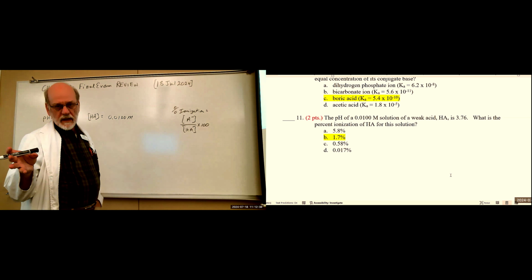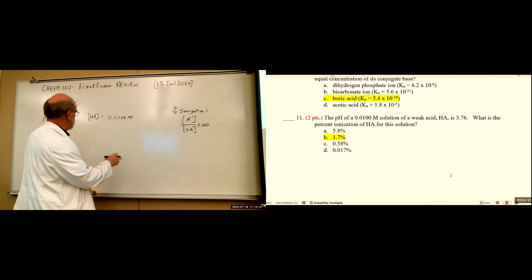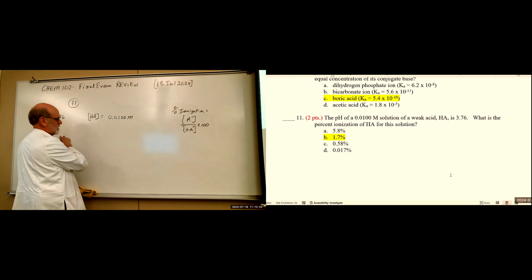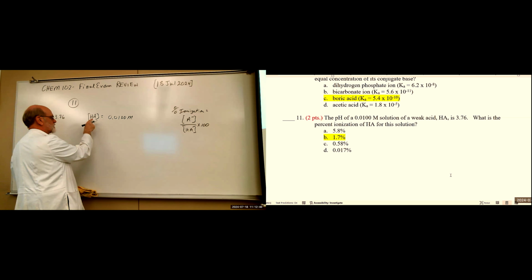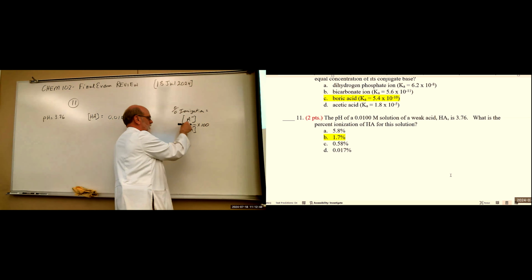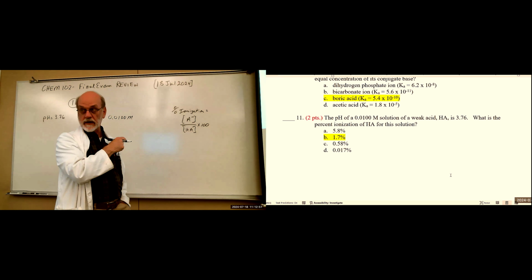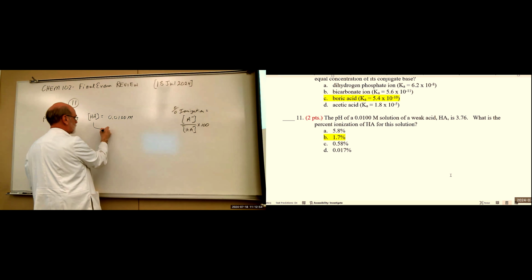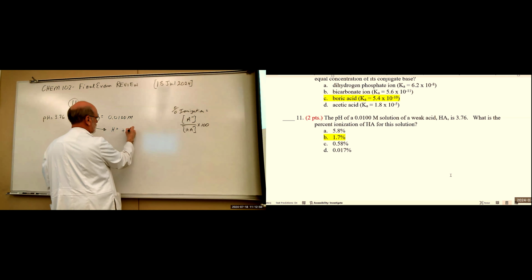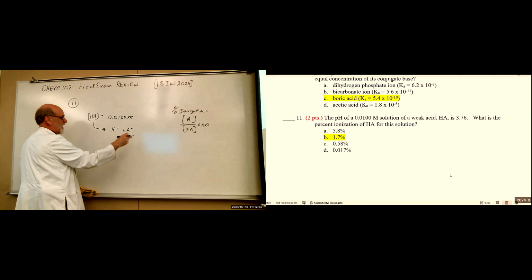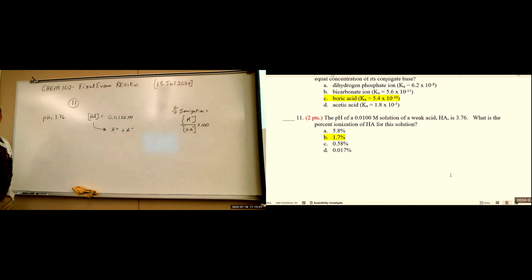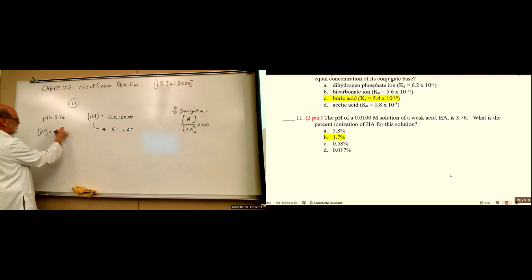So we're given the weak acid as this. It's only got one proton. So if we find out what the concentration of the protons are, we also know the concentration of the conjugate base, correct? Because it would decompose into this plus this. So if we know this one, we can find that one. They're equal, right? We got the pH, so we can find out what the H plus is: 10 to the minus 3.76.